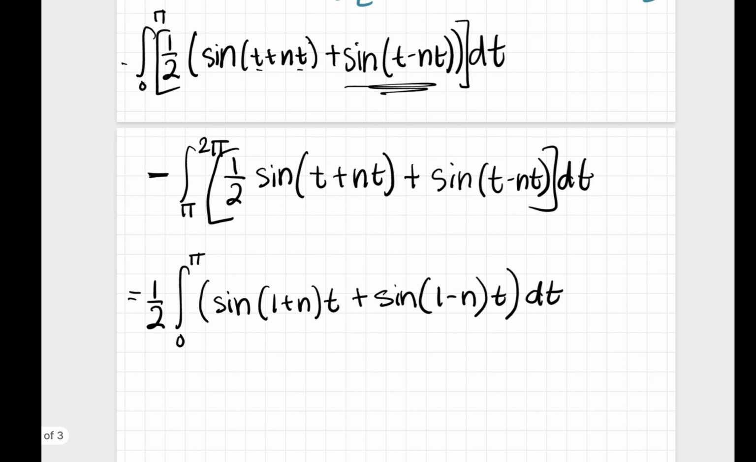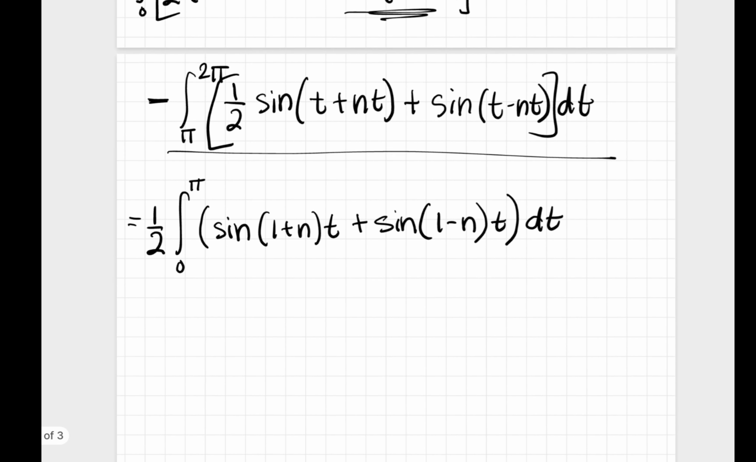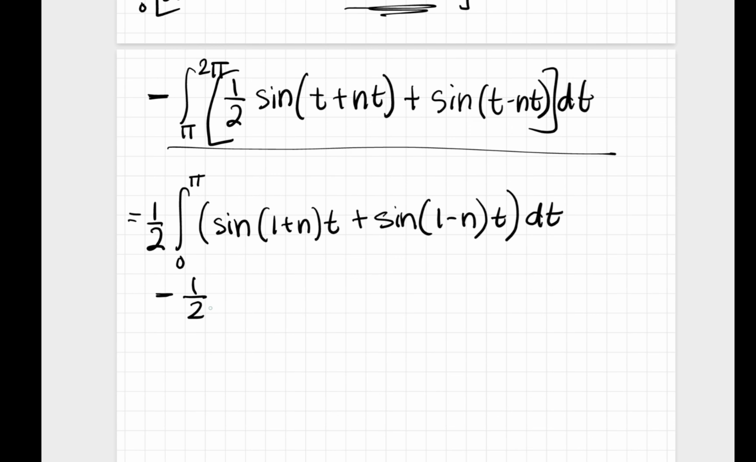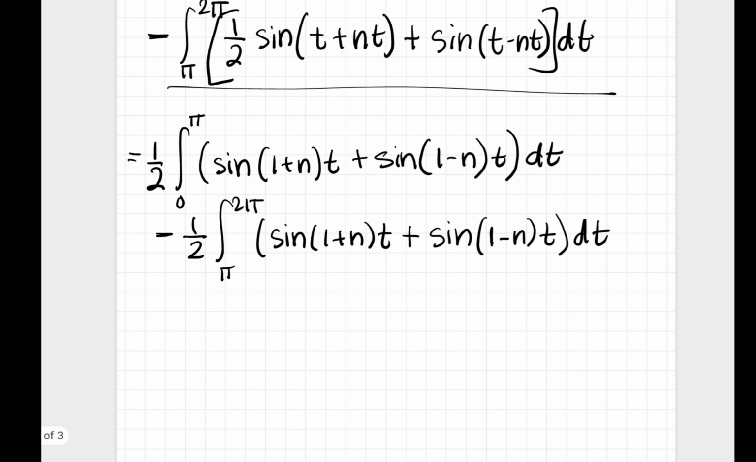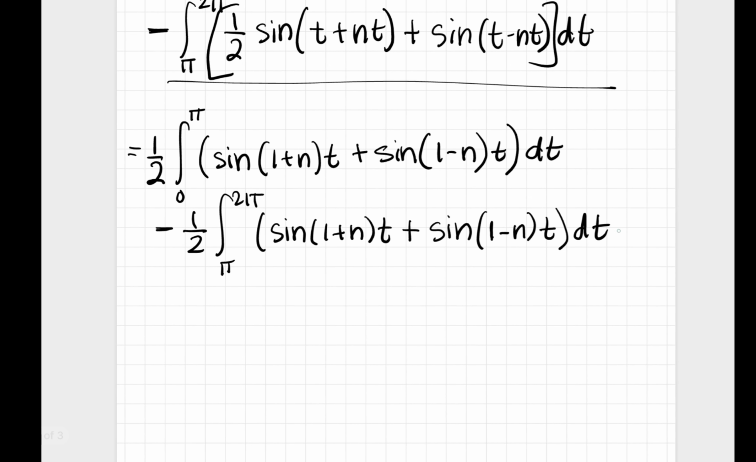Then let's do the same thing for this integrand. We get minus 1/2 integration pi to 2 pi sine of (1 plus n)t plus sine of (1 minus n)t dt. Alright, so this is going to be our main integrand that we will refer back to, so let's just mark it with a 1.